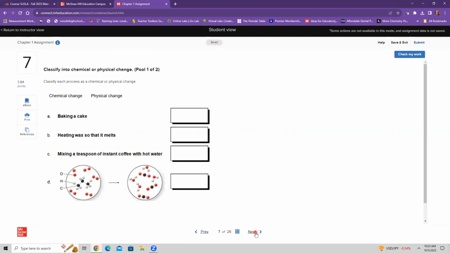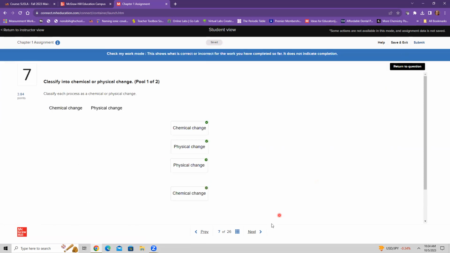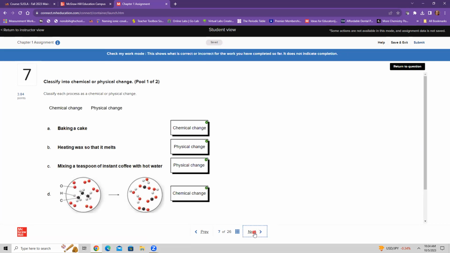All right, here, chemical. Okay, so baking a cake, that's going to be chemical, right? That's physical. That's physical. And look at the last one. They're showing you a chemical change because you can tell that something's changing there. They're not the same. The products and the reactants are not the same. So you check your work and you're good. If not, you can always go back like I showed you.